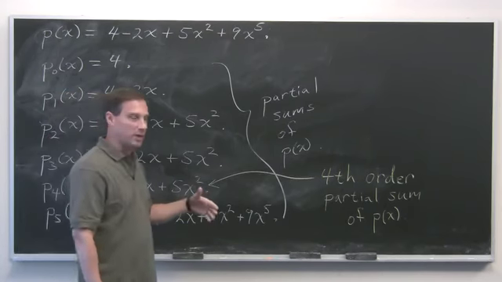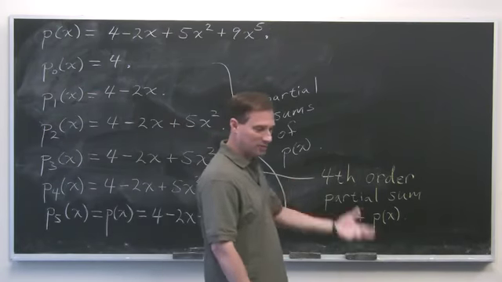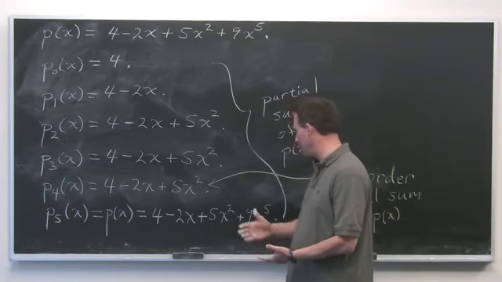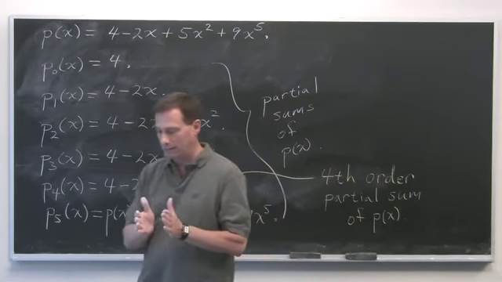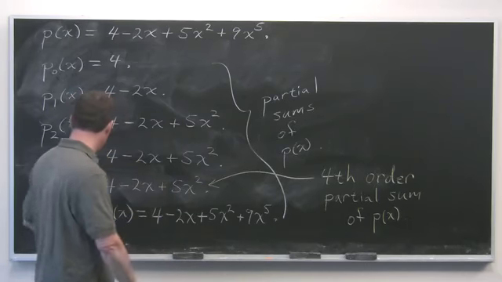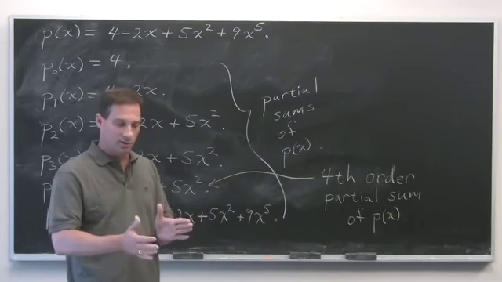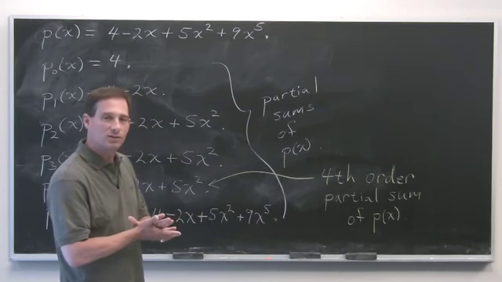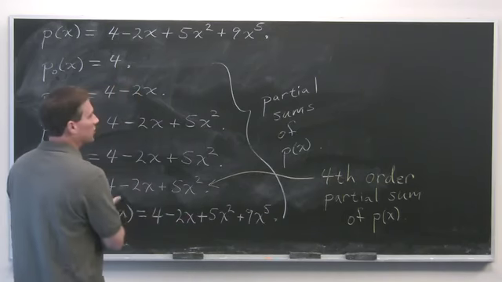Also notice we could talk about the sixth order partial sum and the seventh order partial sum. They'd all be the same as p of x because all the other powers of x have 0 coefficients. So if you write the sixth order partial sum, which would mean you include the sixth power of x, you won't see it because it has coefficient 0. All right, that's just some terminology.